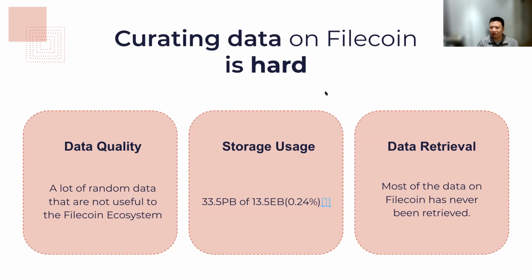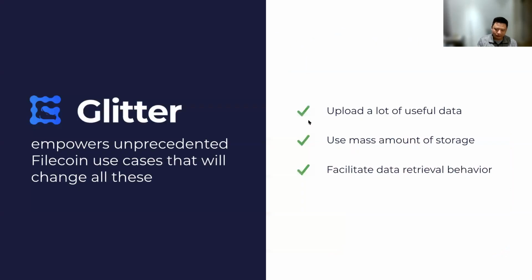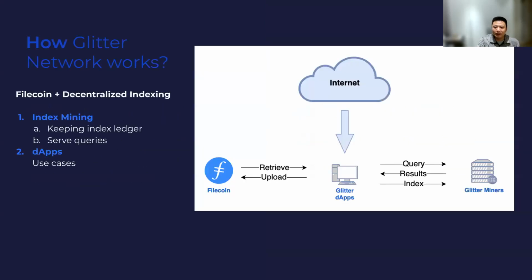and most importantly, most of the data on Filecoin has never been retrieved since it was uploaded. We're trying to solve this by creating an indexing protocol and incentivizing users to upload many different kinds of useful data. In this way, we can use a massive amount of storage on Filecoin and help people download data from Filecoin and make all the cold data become hot.